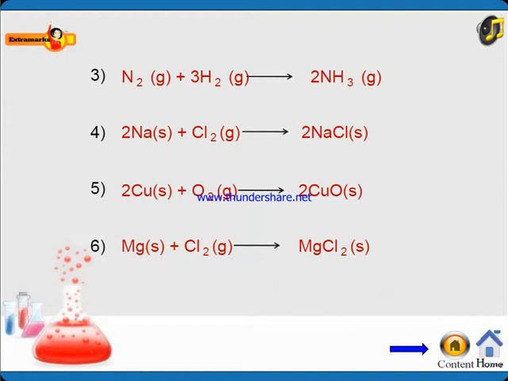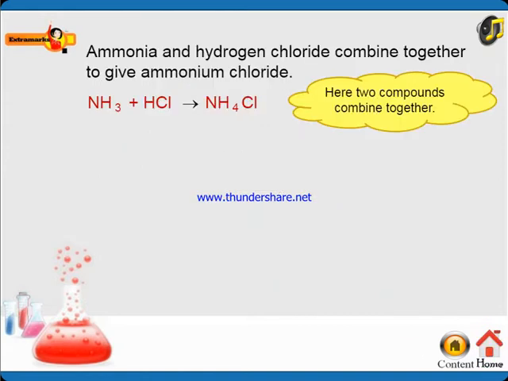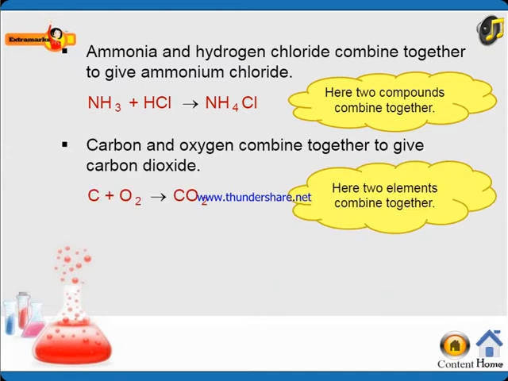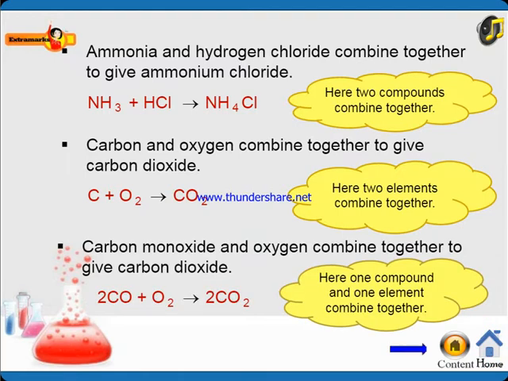Other examples of combination reactions are as follows. Ammonia and hydrogen chloride combine together to give ammonium chloride. Carbon and oxygen combine together to give carbon dioxide. Carbon monoxide and oxygen combine together to give carbon dioxide.